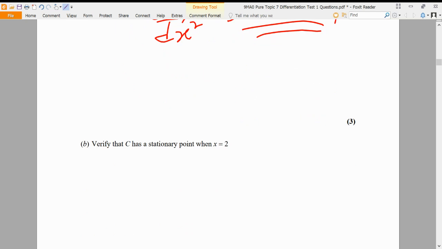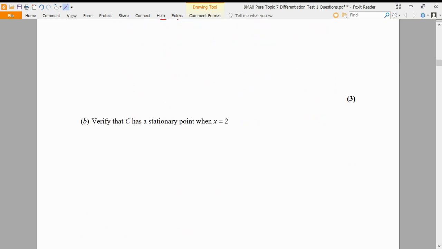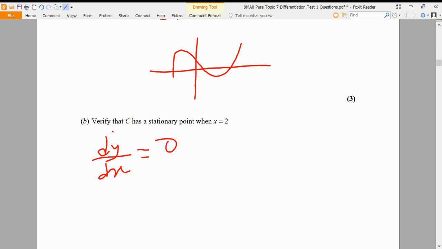Question B says, verify that C has a stationary point when x is equal to 2. Now, what do you understand by the word stationary point? You know, when you consider a graph, for instance, and then you have something like a curve like this, so we have what we call turning points. Now, take note that at a stationary point, your dy/dx is equal to 0.